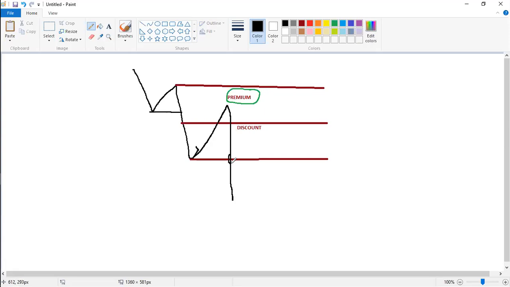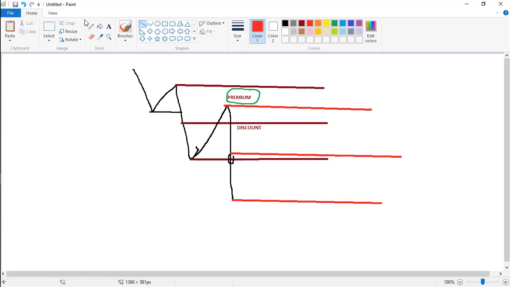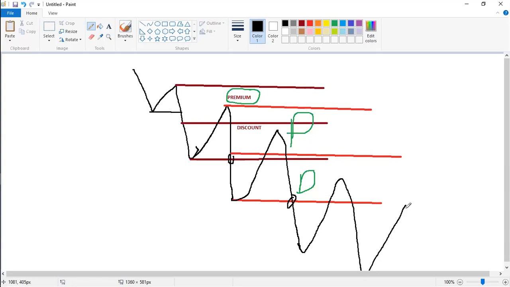Break market structure, you mark the new range. This is the new high, this is the new low, this is the new 50%, and this is the new premium and new discount. So wait for price to come back to premium, you sell, and then BMS again here. So now always sell in premium. We always want to sell in premium.